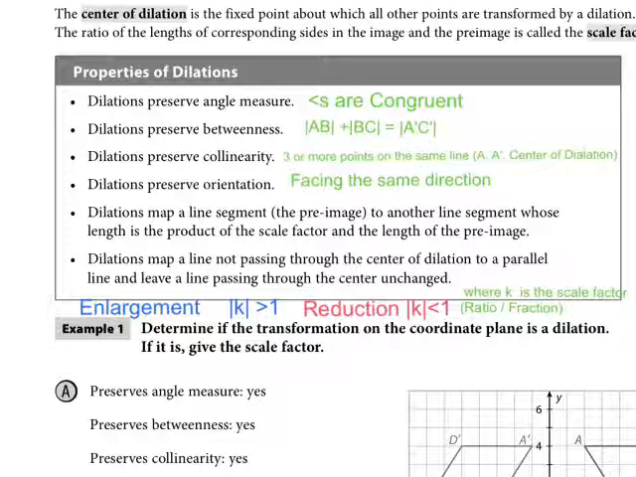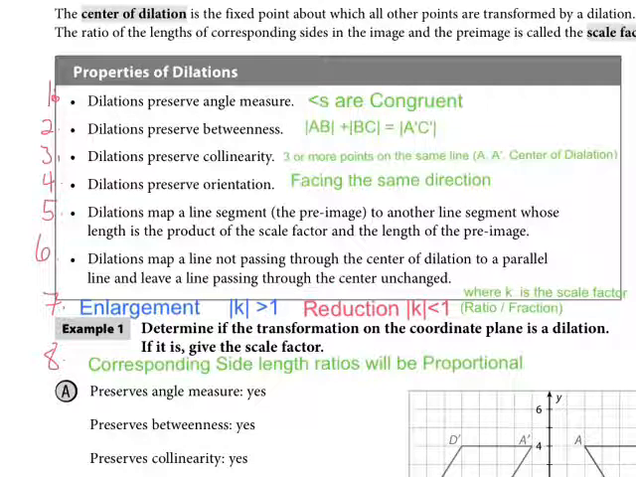Dilations preserve betweenness. So there's a formula to find out if your dilation is preserving betweenness. What you would do is take the measurement of AB, take the absolute value, which is going to be a positive number, plus BC, and then take the absolute value of that measurement, and if you add them together, it should equal the measurement of A prime C prime, if you take the absolute value of that side too. So that'll help you find out if it's preserving betweenness.